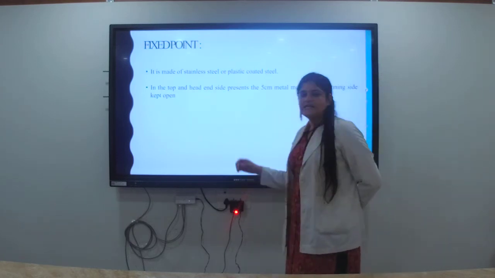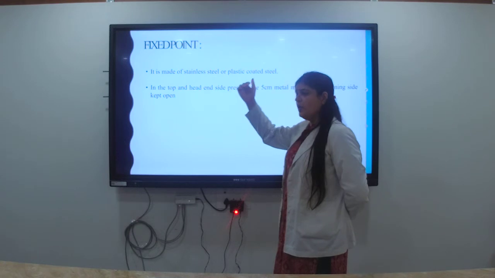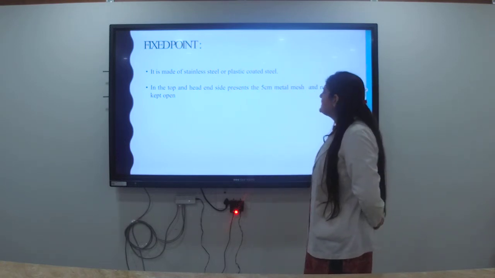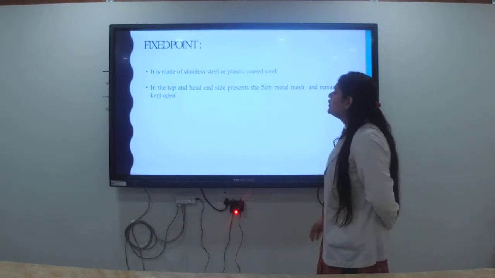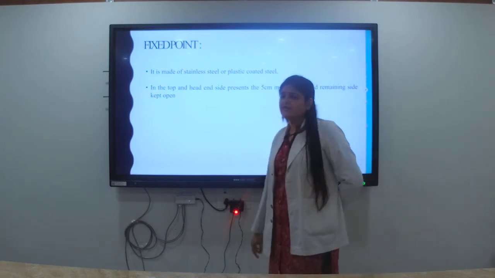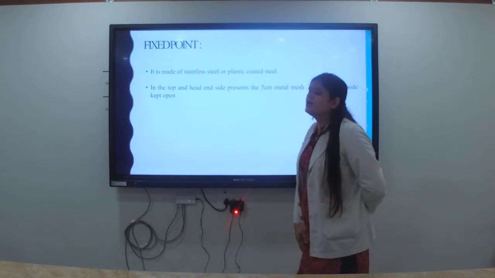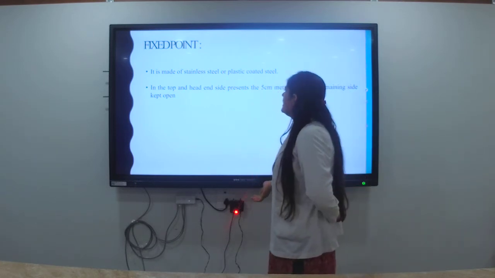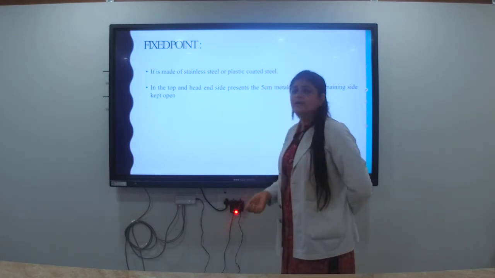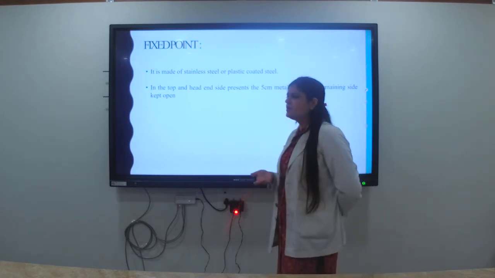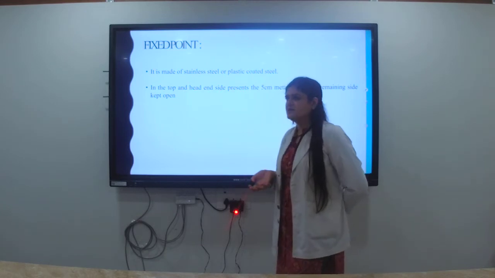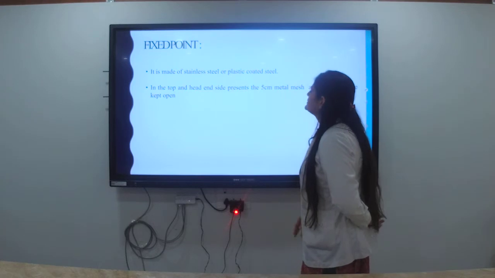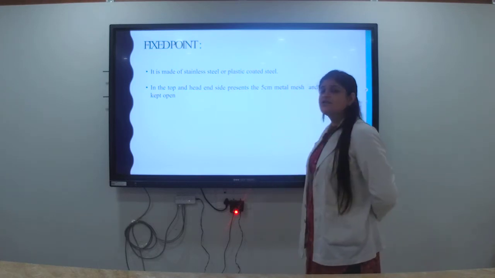Fixed point. As I said, it's a part of the meshwork at the top and at the sides of the suspension therapy. It is made of stainless steel, plastic or a plastic coated steel. So the entire frame is usually made of stainless steel. We prefer stainless steel because it is rust free. It comes on the slightly higher expensive side, but it is obviously because we are going to use it on patients. We don't want that the frame gets rusted and then the hook will get rusted. It's going to spoil the slings and cause any damage. That's why a stainless steel apparatus is usually preferred.